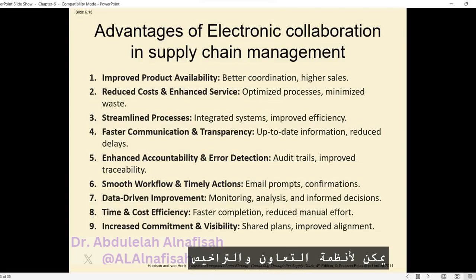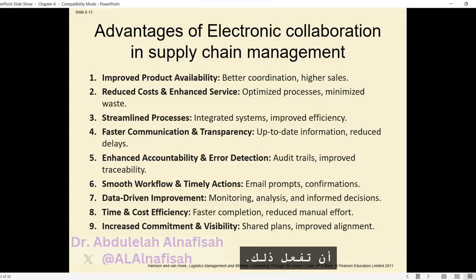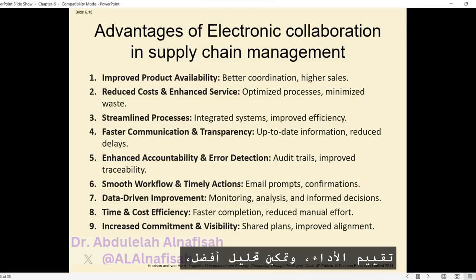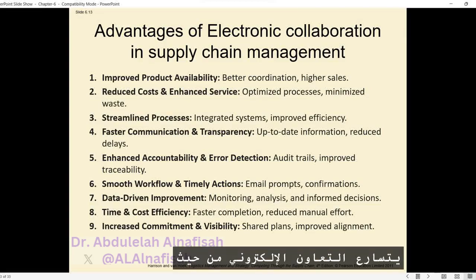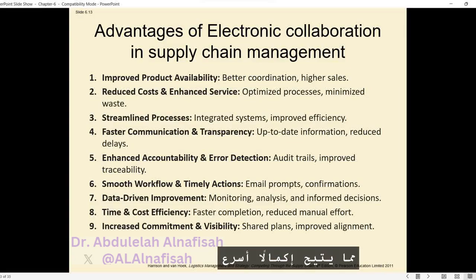6. Email prompts and authorizations. Collaboration systems can send email prompts, update users on variances, and facilitate confirmation of authorizations, ensuring smooth workflow and timely actions. 7. Monitoring and evaluation. Data captured in collaborative systems can be used for monitoring and evaluating performance, enabling better analysis, identification of improvement areas, and informed decision-making. 8. Time and cost efficiency. Electronic collaboration accelerates processes, enabling quicker completion at a lower total cost. Automation and streamlined workflows reduce manual effort and administrative tasks.